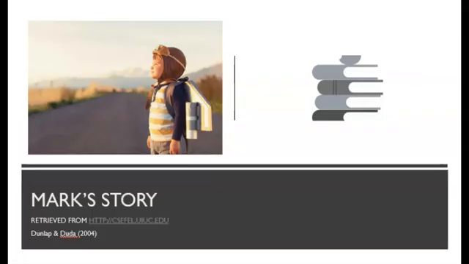Let me tell you Mark's story from Dunlap and Duda, 2004. Mark, a 3-year-old boy, is a bright and energetic boy. He enjoys participating in activities that involve numbers and letters, reading picture books, and playing with blocks, cars, and trucks. Mark's communication skills, however, have been slow to develop. After many attempts to encourage him to speak more in class, Mark's teacher, Ms. Blake, and his peers have nearly given up.